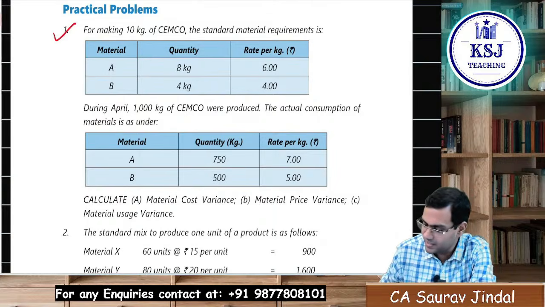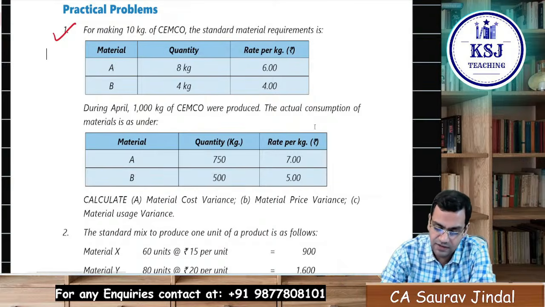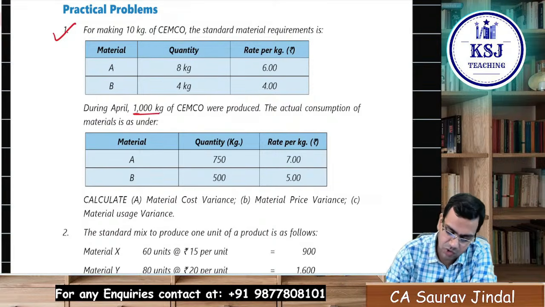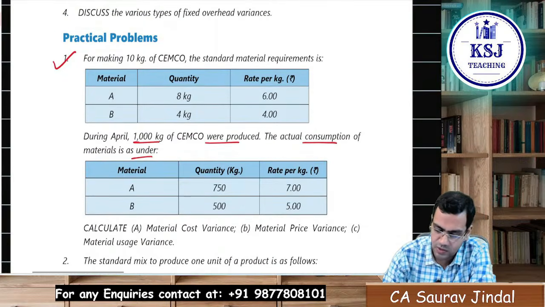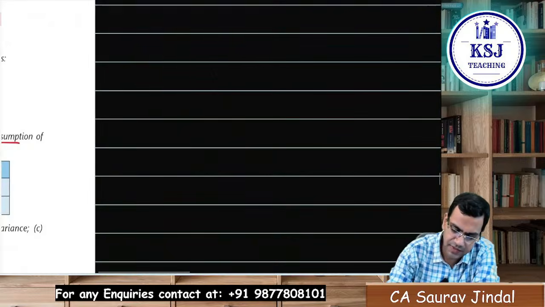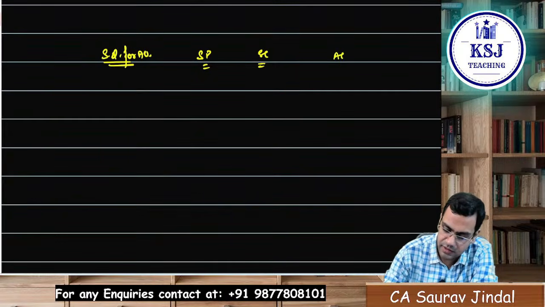For making 10 kg of Semco, the standard material required is 8 kg of A and 4 kg of B, and the rate is given to you. During April, 1000 kg of Semco were produced. The actual consumption of material is given. Calculate the material variances. So it's very simple. That is the standard quantity for actual output, then standard price, standard cost, actual quantity, actual price and actual cost.